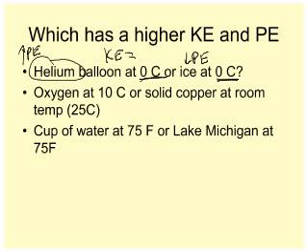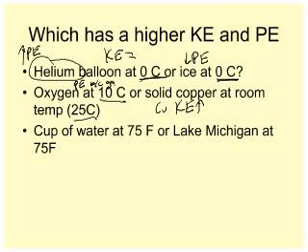Oxygen at 10 or solid copper at room temperature. So here we've got 10 and 25. The copper would have a higher kinetic energy. Why? Because its temperature is higher. And then oxygen would have a higher potential energy. Why would it have a higher potential energy?